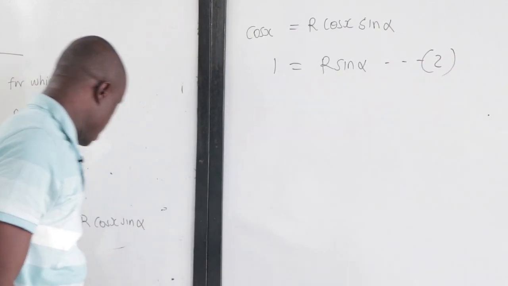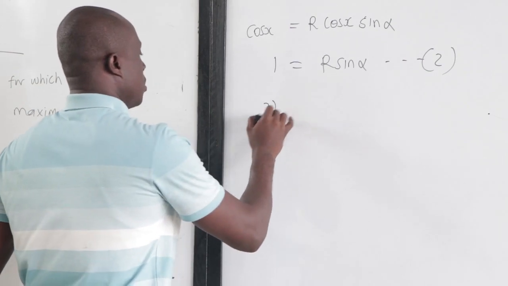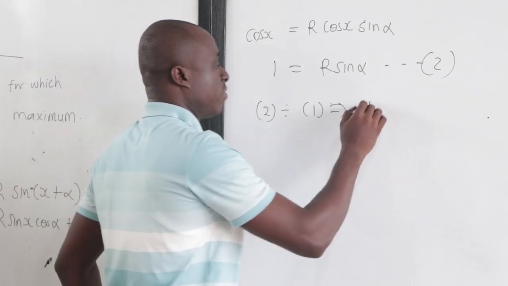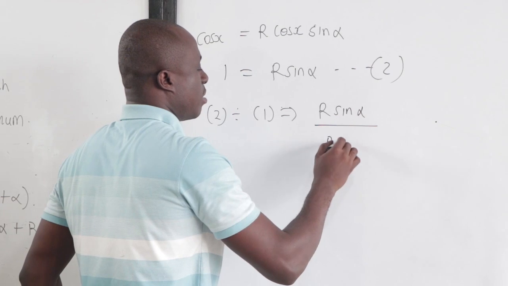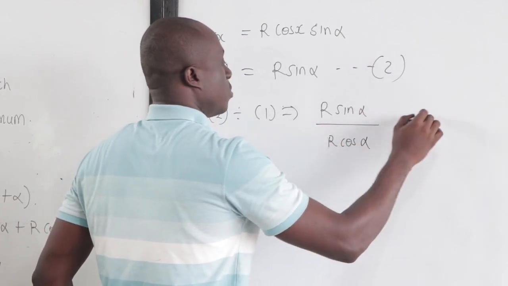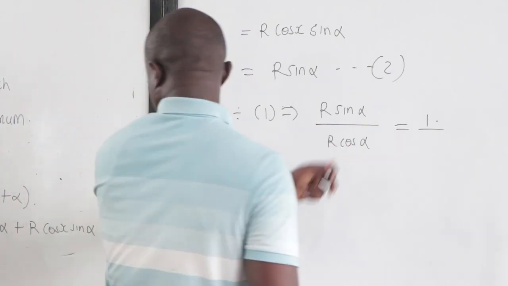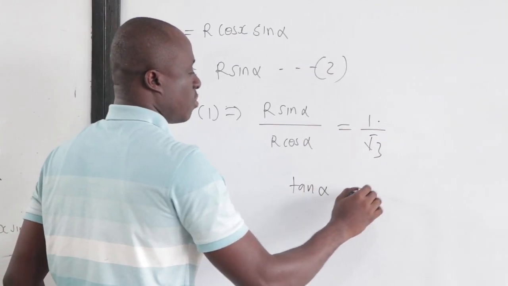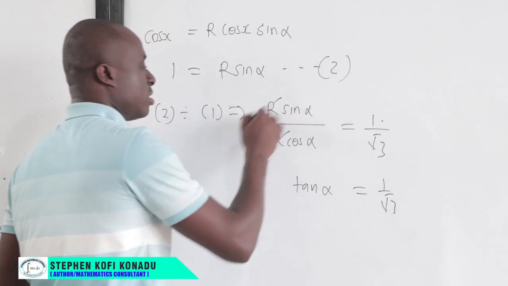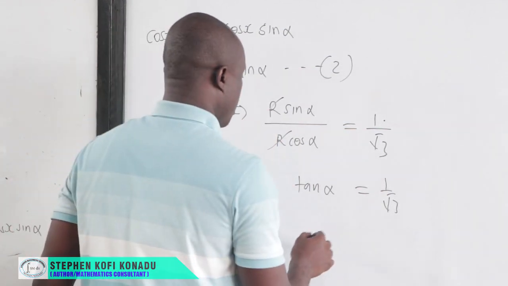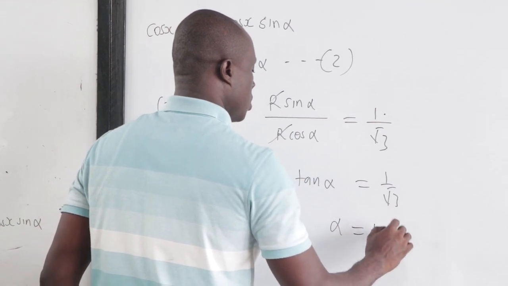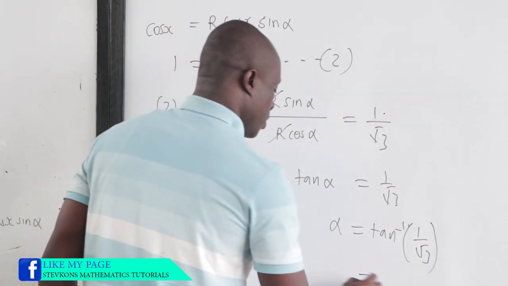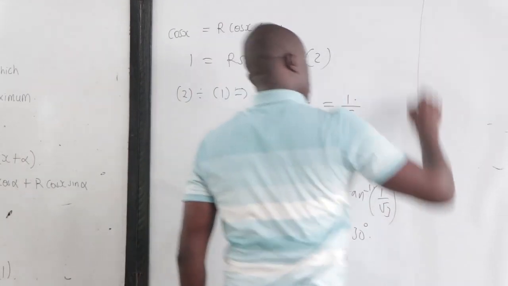Now this divided by equation 1 will give us tan. So you say equation 2 divided by equation 1. Now what do we have? We have r sine alpha all over r cos alpha equal to 1 all over root 3. This will give us tan alpha equal to 1 over root 3. The r will cancel. So our alpha will be equal to tan inverse of 1 over root 3, and this is 30 degrees. So we know our alpha.